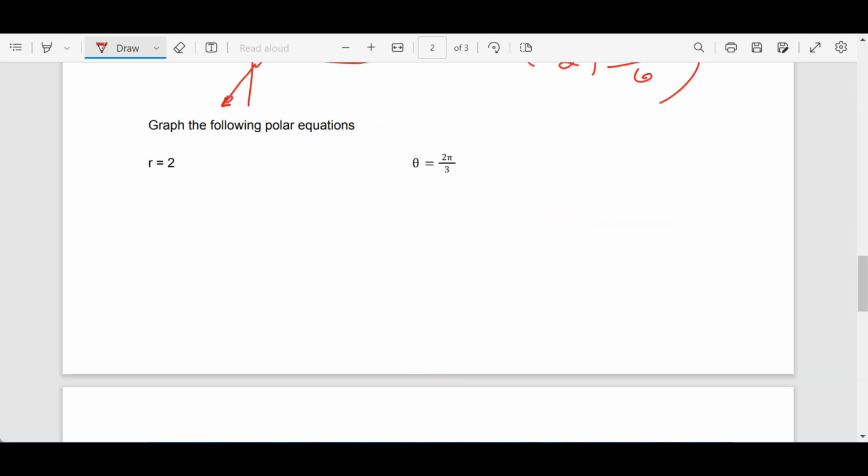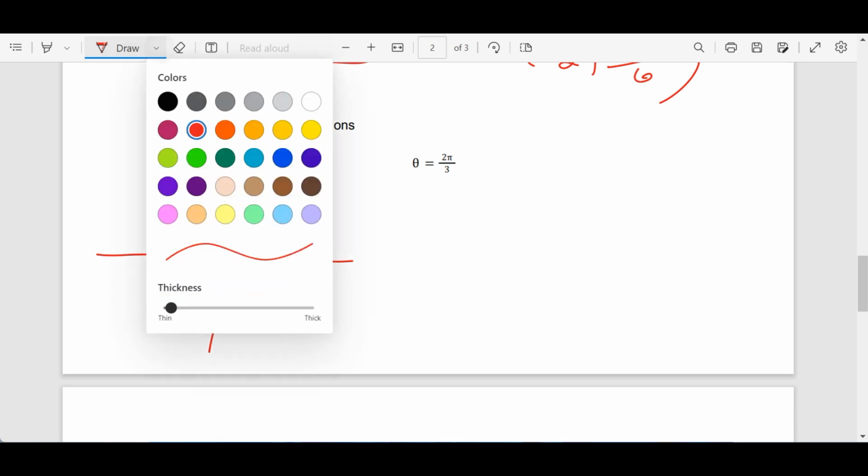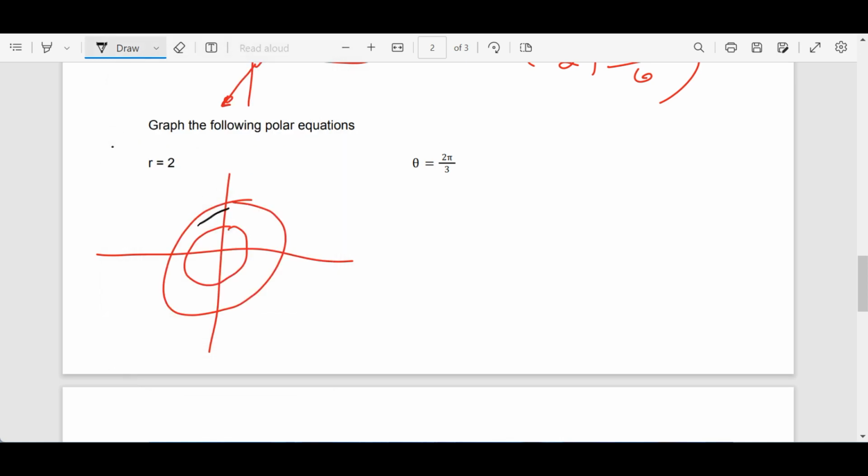All right, so I need to make a little makeshift polar coordinates here. So we have r equal to 2. We won't need to graph it. So where is r equal to 2? This is 1, and this is 2. I'm just going to draw a circle around 2, because that's everywhere r is equal to 2. So it'll just be a basic circle right there. There's your graph, r equal to 2.